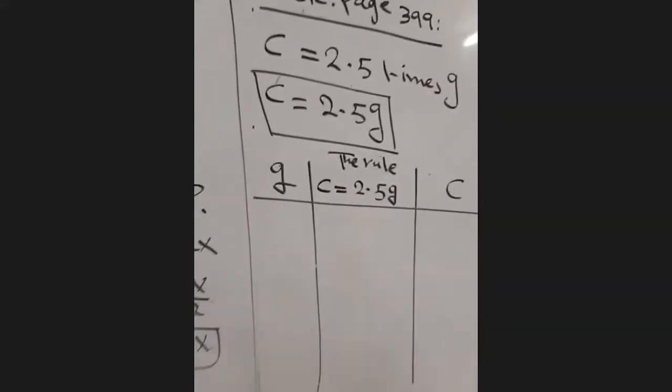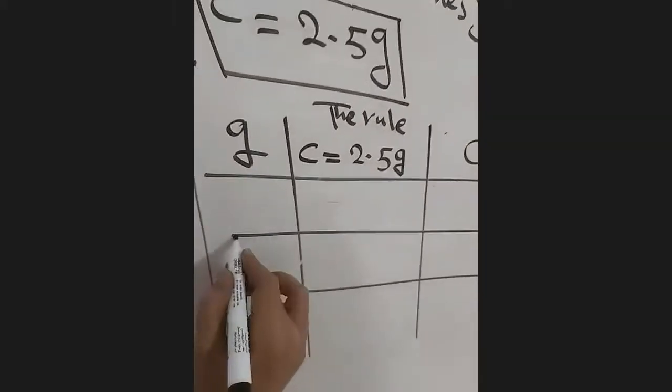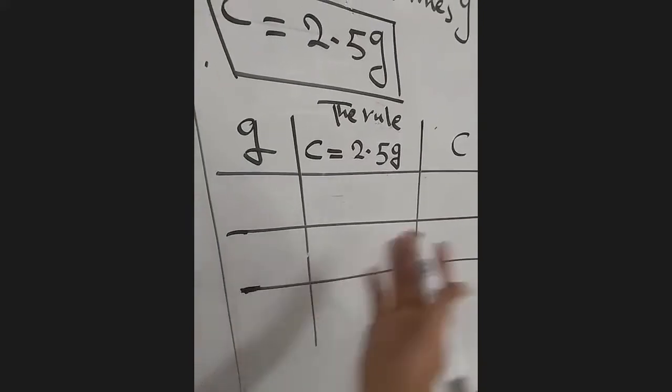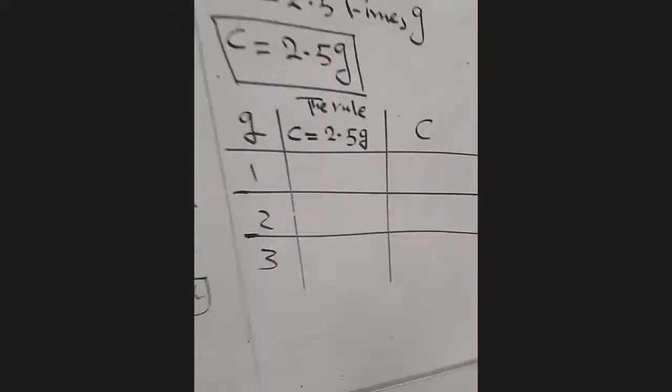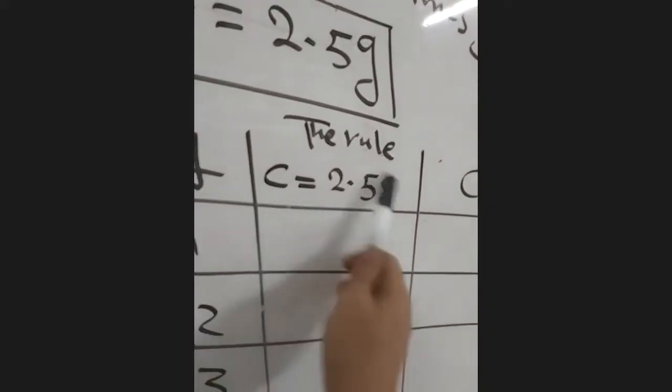Now, what the question wants from us is the cost. The rule is 2.5 G. Make a table using the rule to find the total cost of buying 1, 2, or 3 gallons of fruit punch. Don't forget to write C equals in the table. Before 2.5 G, write C equals.